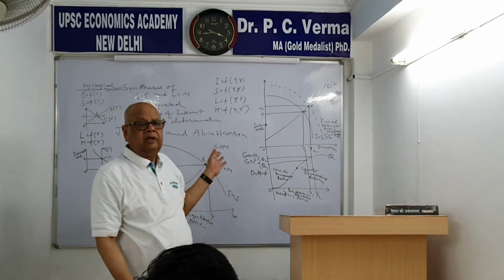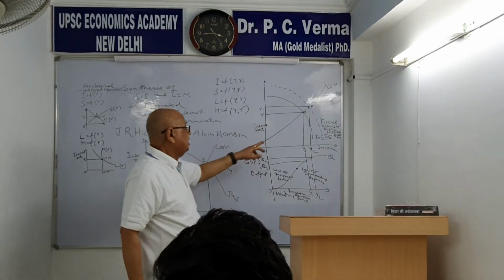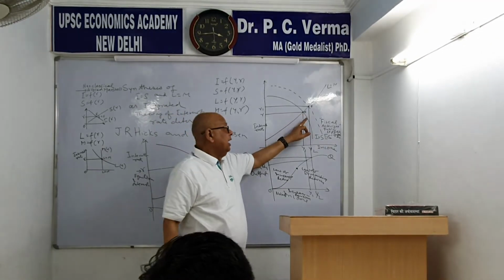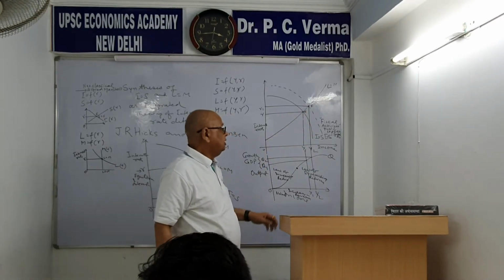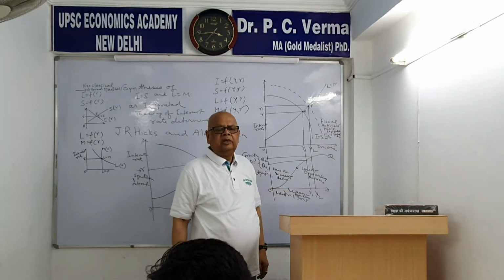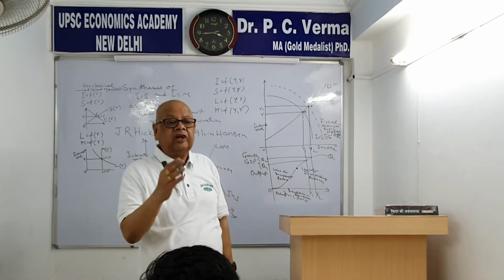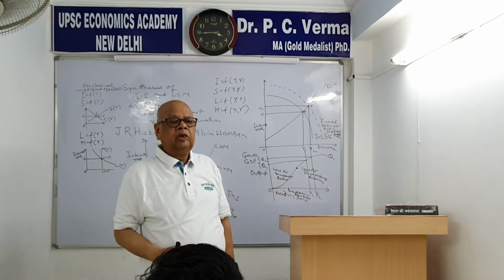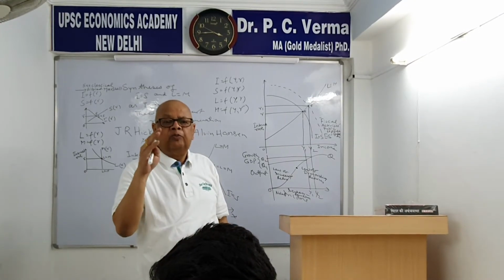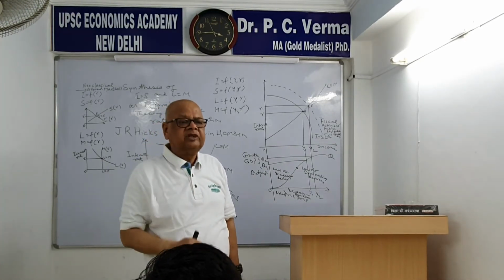In this diagram, LM and IS intersection is at point E. This is the first point. And at point F, there is an increase and a shift in the IS curve. This shift in the IS curve in macroeconomics is known as the effect of fiscal policy, the effect of fiscal activism, the effect of fall in taxation and increase in government expenditure.